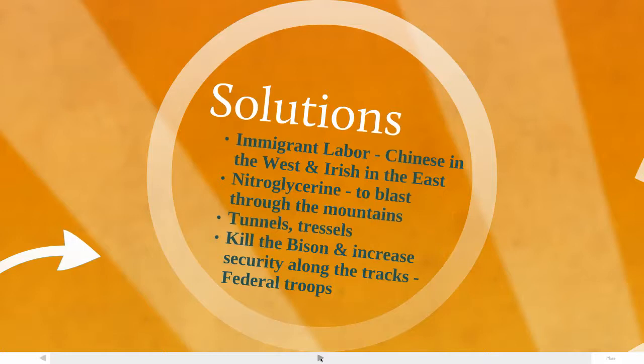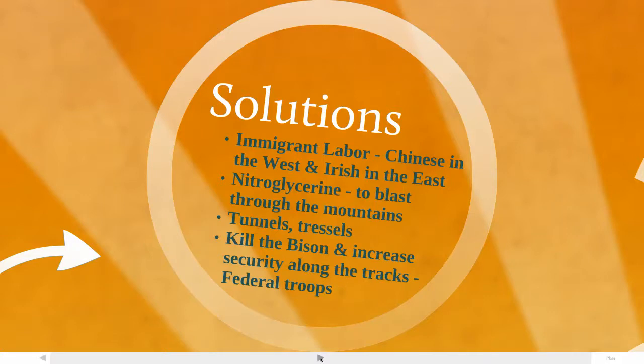One of the solutions in the West was to blast through the mountains. So nitroglycerin was the solution to that. So instead of digging through the mountains, digging through the rock, which is how they started at first, they decided to blow things up, and that was much, much faster. They also built tunnels through the mountains, again, using nitroglycerin, and trusses over the valleys. So instead of going up and down with the trains, they tried to go as straight as possible. And we'll show you some pictures of those in class.